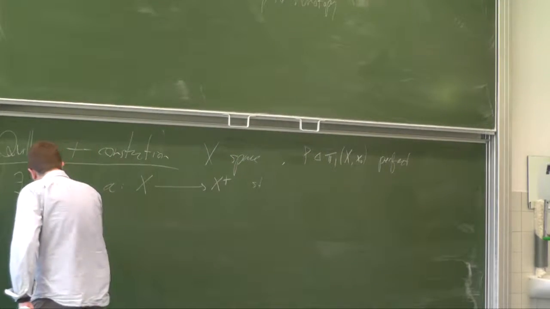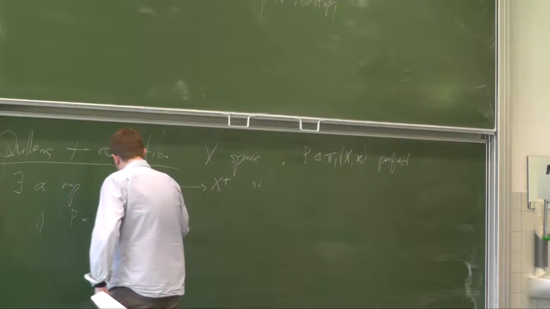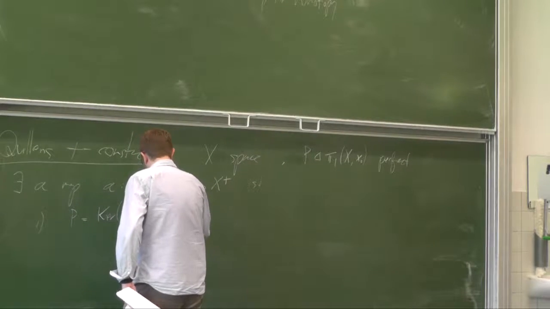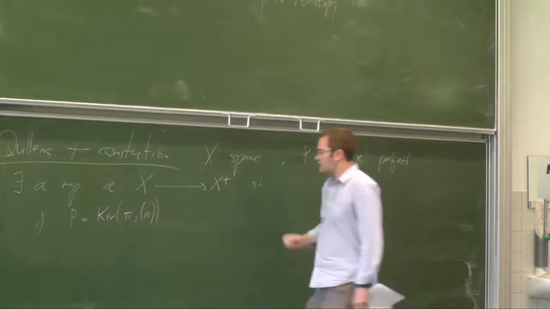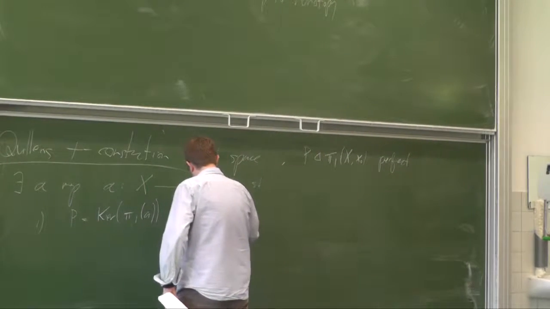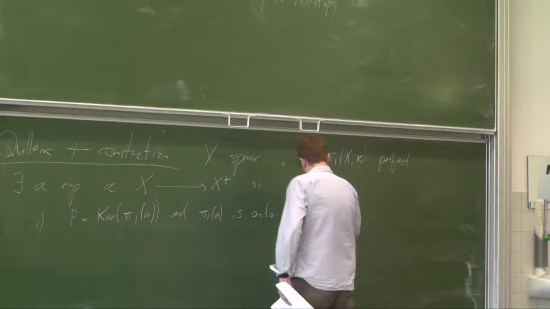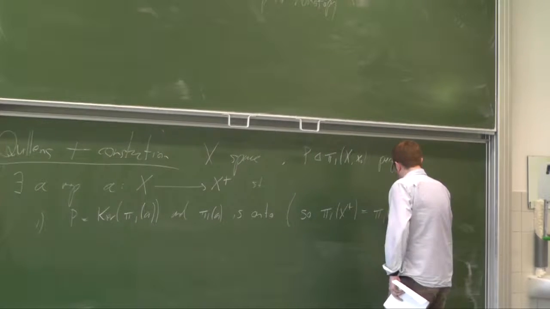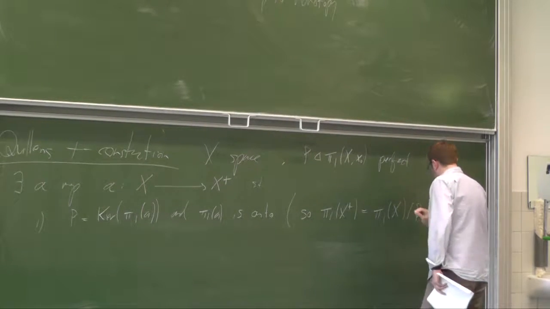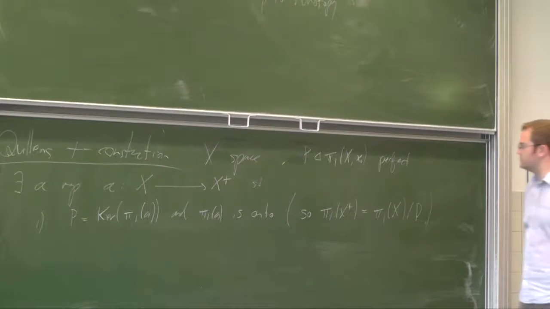One, P is the kernel of the map induced by A on pi1, so you've exactly killed this group that you started with, and pi1 A is onto. So pi1 of this plus construction is the old pi1 modulo the group that was perfect that you wanted to kill. And of course, it's not difficult to make this happen.